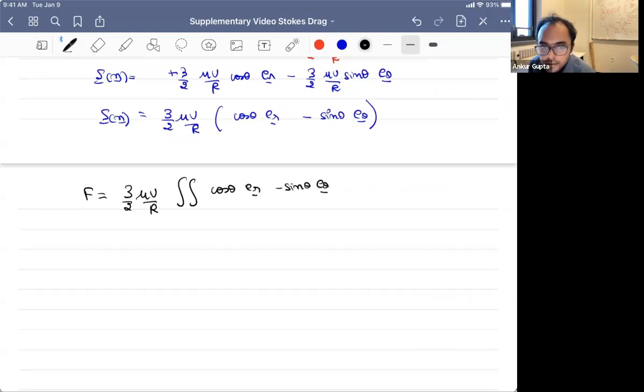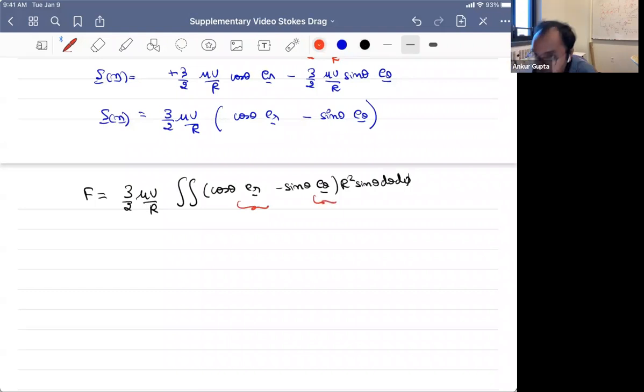Okay, and so this is the part, and then we have r squared sine theta d theta d phi. Okay, so this is our equation. Now, the common tendency at this point is again to just directly integrate, and as we have discussed several times, you can't directly integrate.